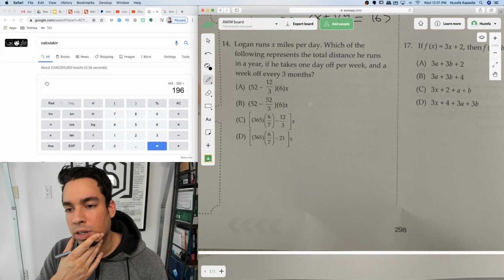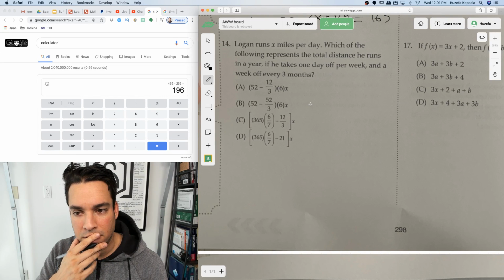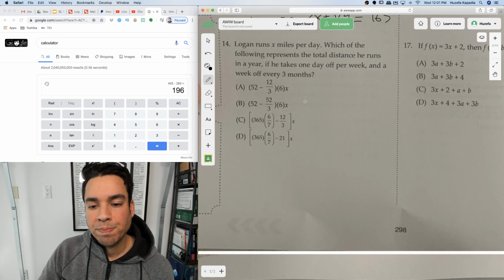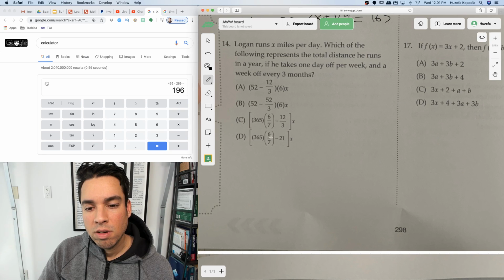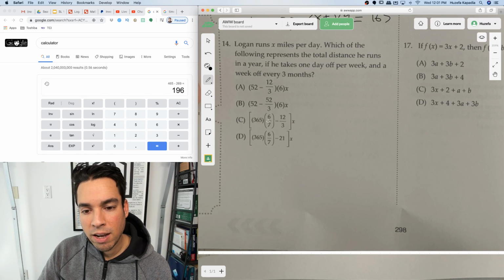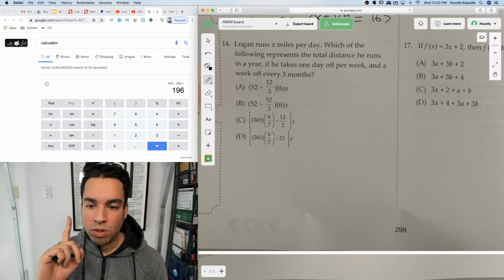This is a tricky one because, hold on, first of all, I think it's one of these two, because 6/7, that's a day off per week. That's a 365, and then minus, this would just be another 4 days. This can't be right. It's this one. You know why?